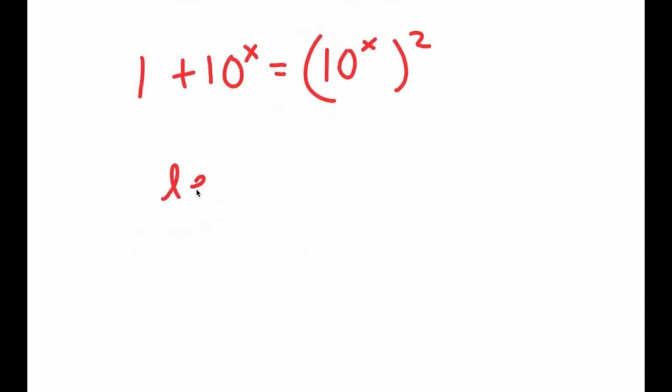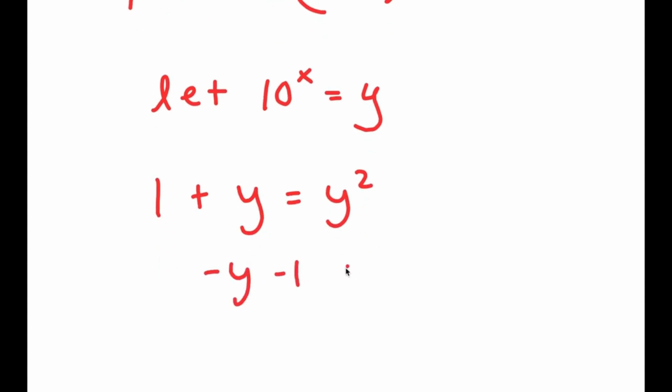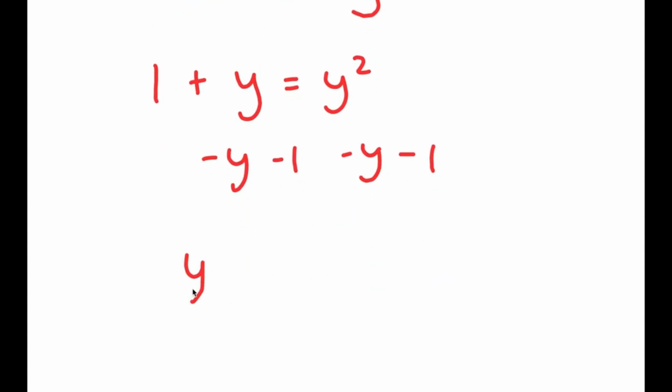Now from here, I'm going to let 10 to the power of x equal to the variable y. So if I substitute in y for 10 to the power of x, I get 1 plus y is equal to y squared. Now I'm going to subtract y and 1 on both sides. So I get y squared minus y minus 1 is equal to 0.